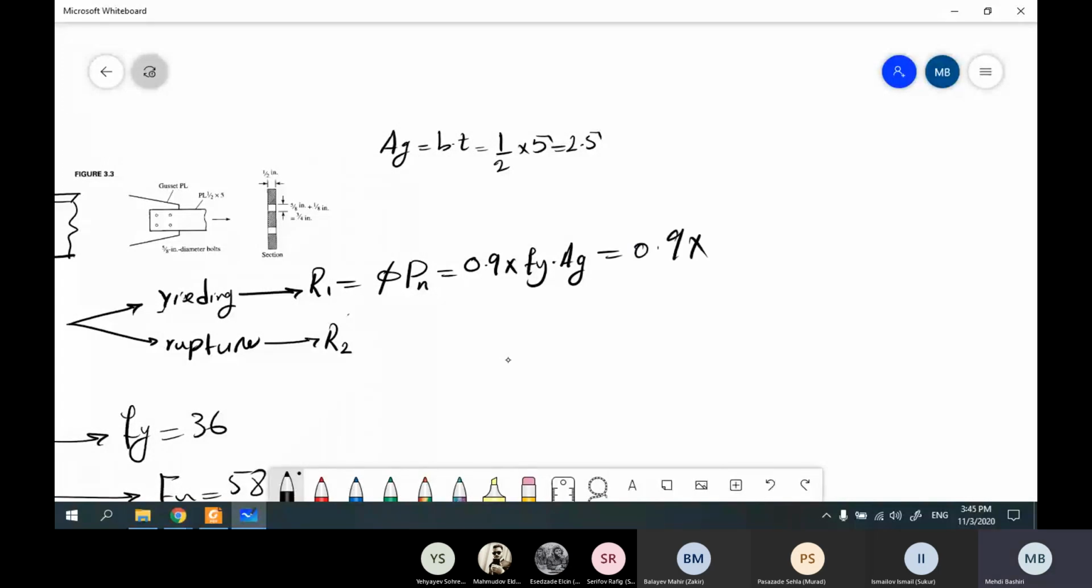So R1 is 0.9 times 36 kips per square inch times 2.5 square inches.